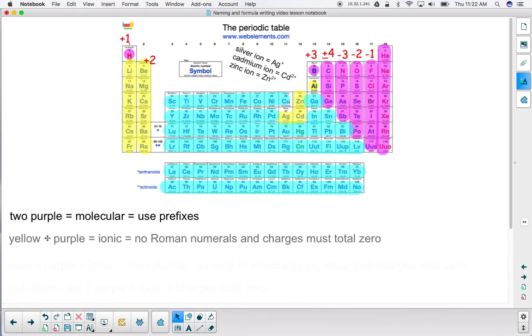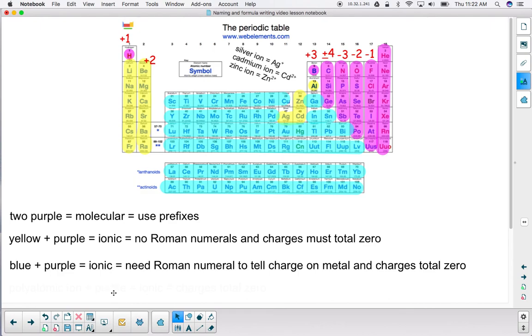If you combine a yellow element with a purple element, you're going to get an ionic compound. In the case of the yellow with purple ionic compounds, you don't need Roman numerals because the yellow elements are all elements that only take on one possible charge. Remember, when you put the chemical formula together, however, you need to make the charges add up to 0.